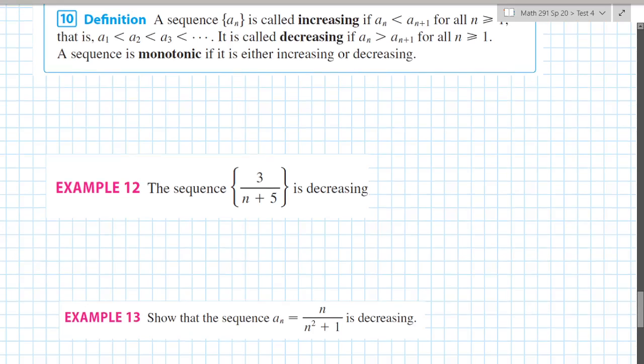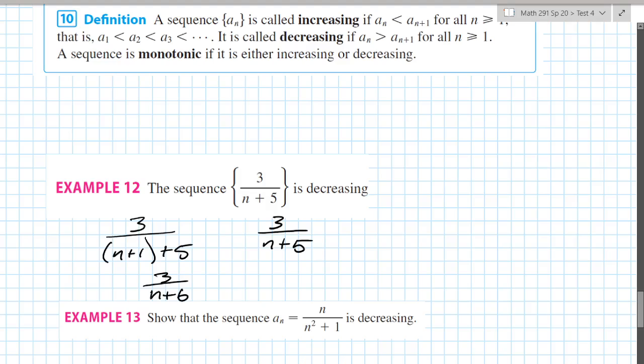So the question is, how do we see that the sequence 3 over n plus 5 is decreasing? If we think about the next value of the sequence, how does that compare to the previous value? Which of these is bigger? Well, 3 over n plus 6 compared to 3 over n plus 5. If you divide by a larger quantity, your result becomes smaller. So this is a decreasing sequence, since a sub n is larger than a sub n plus 1.